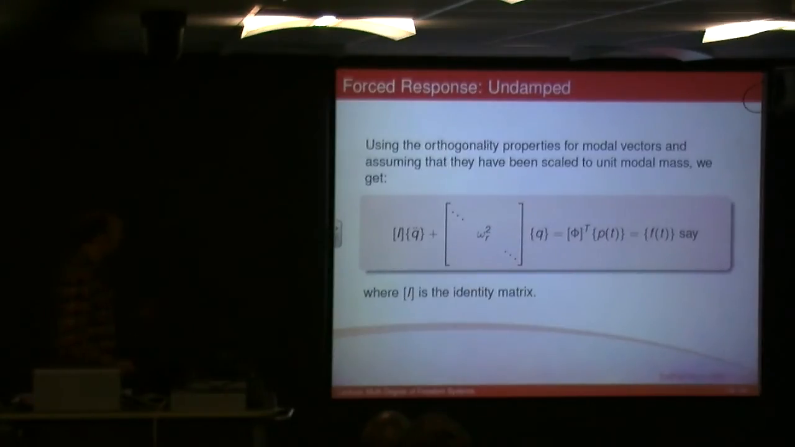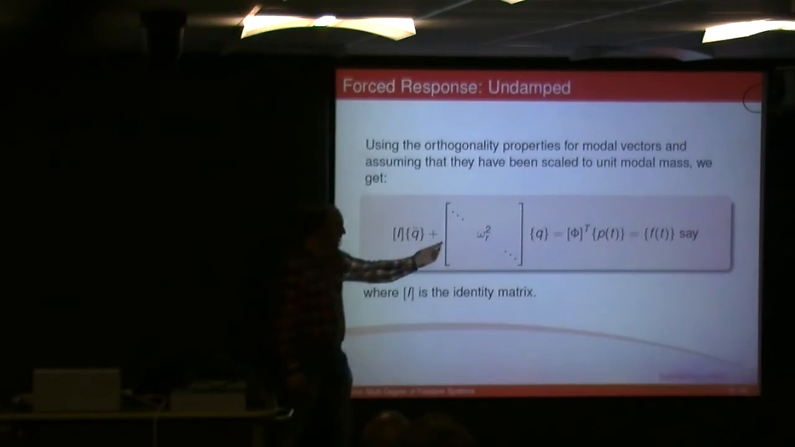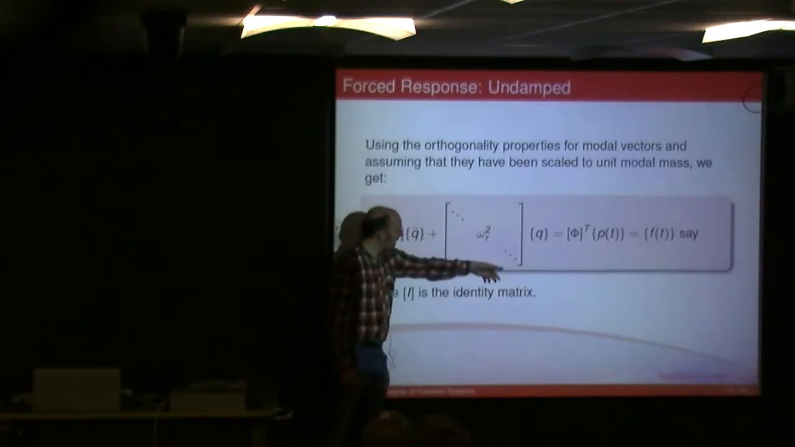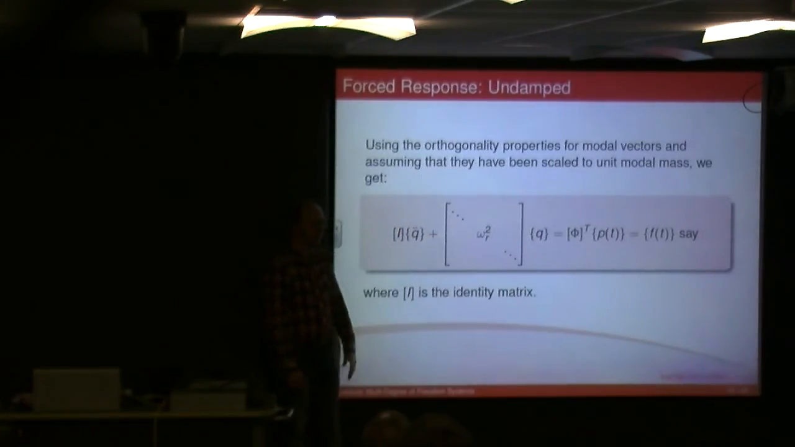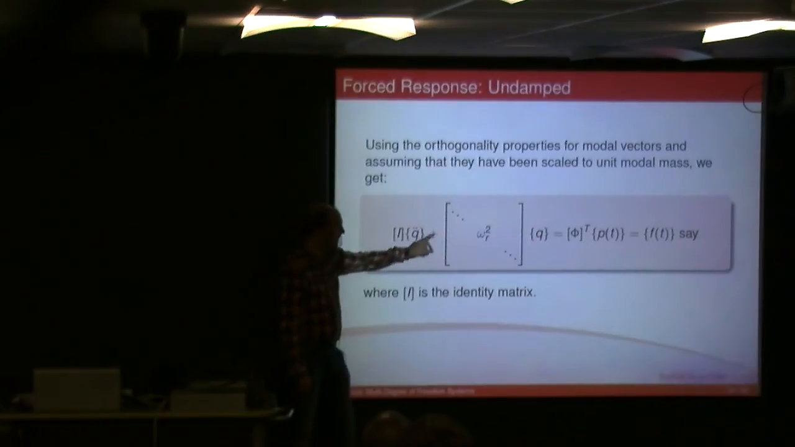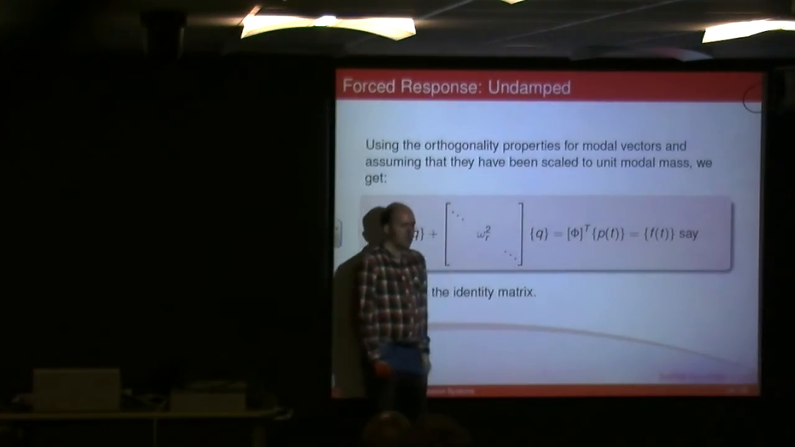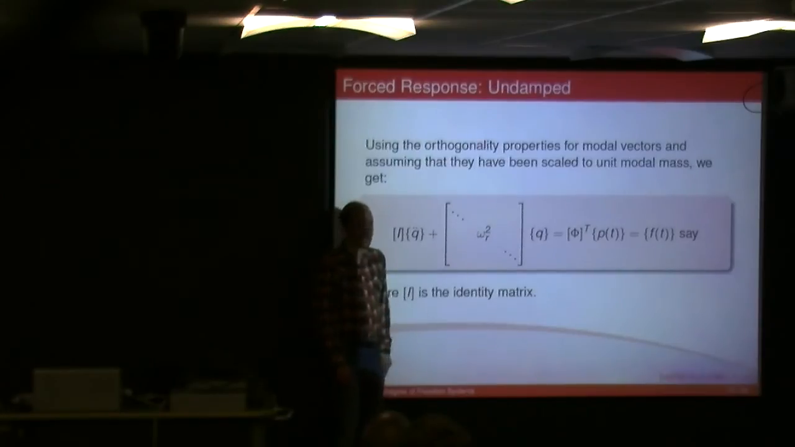And so, as I said, by scaling, you end up with MR being 1. This is I, the identity matrix, where you have 1 down the diagonal, okay? And it just so happens that when you do the same process for the K, instead of 1 down here, you end up with all your natural frequencies, okay? So 1 times Q double dot, plus your natural frequencies times Q, equals your forcing function.